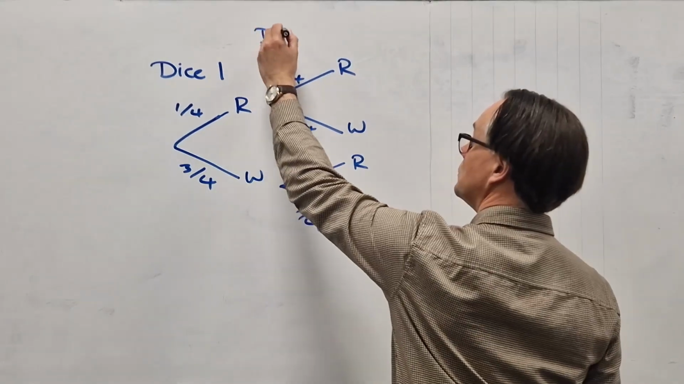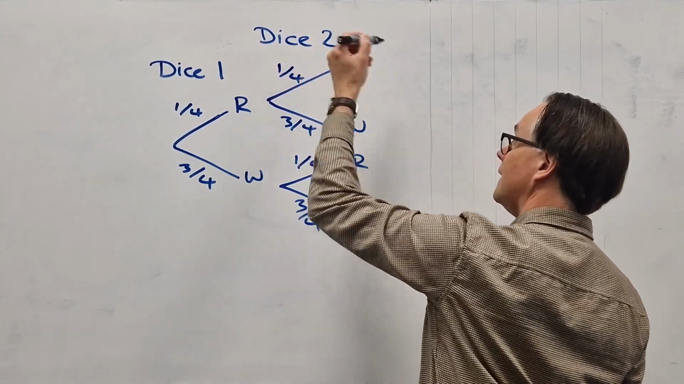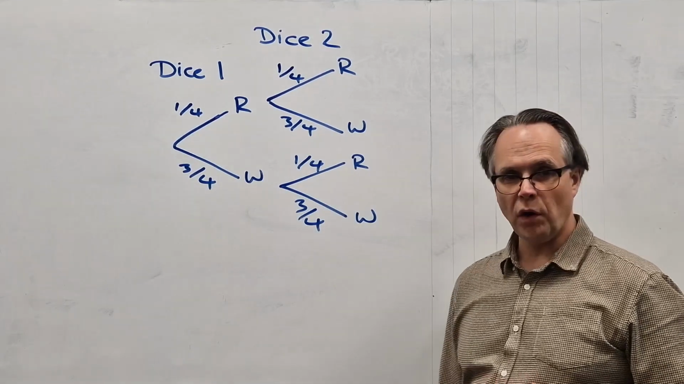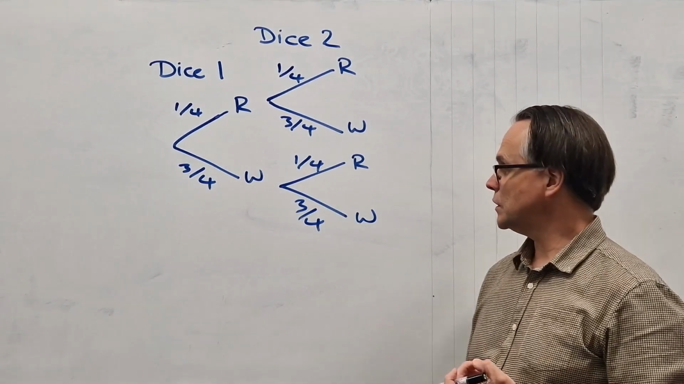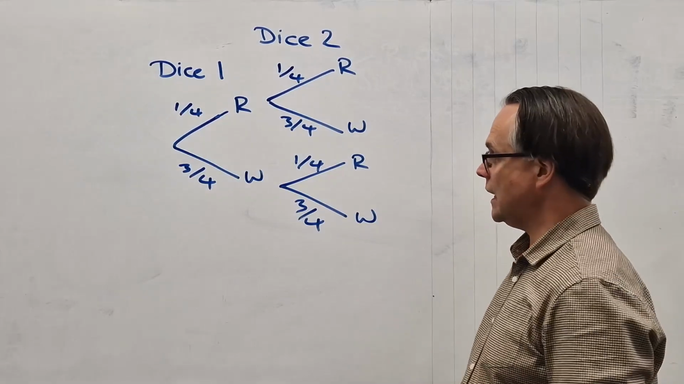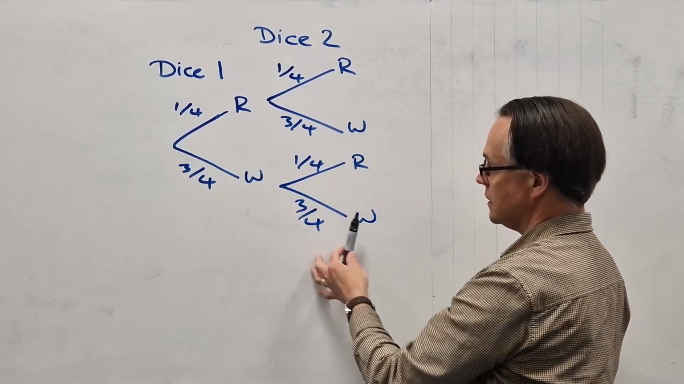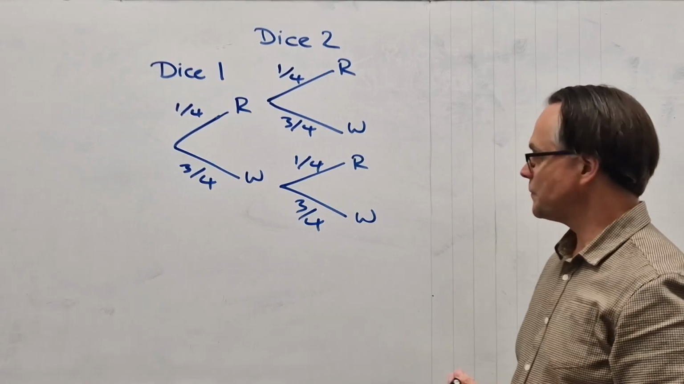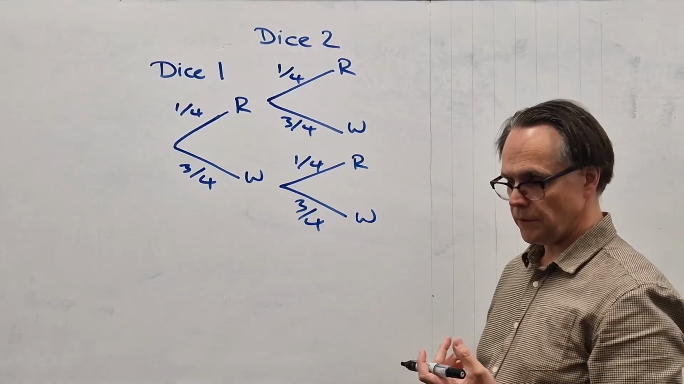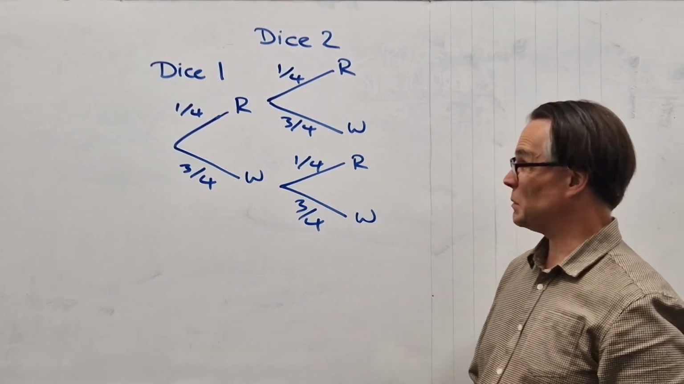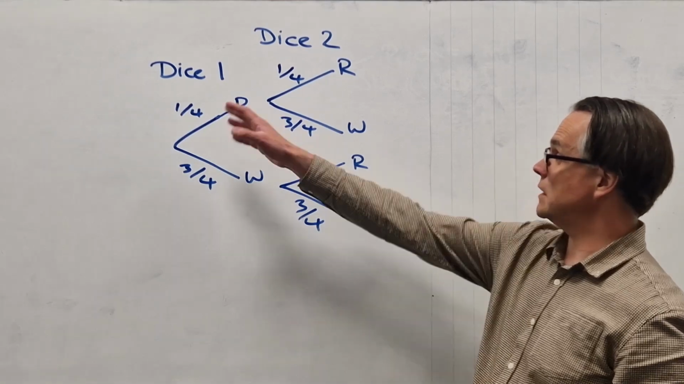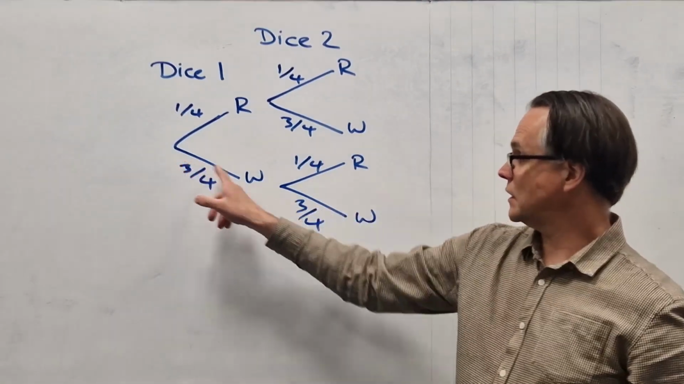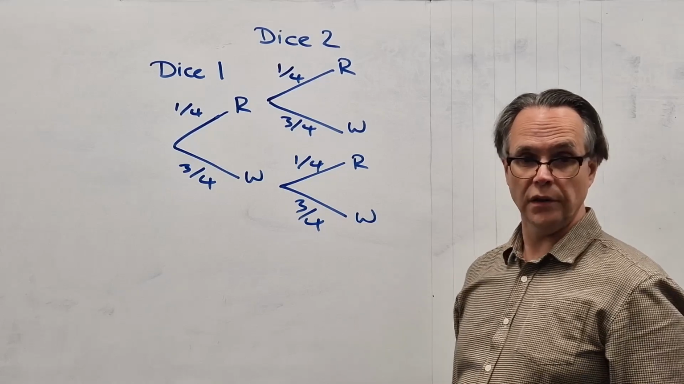That's dice 2. So, for at least one of the dice to land in the red, the only thing that can't happen is that both the dice land on white. So we're going to use a common little trick that simplifies probability problems: rather than trying to find all the different probabilities of one of them landing on red, we'll just find the thing that can't happen and subtract it from 1.